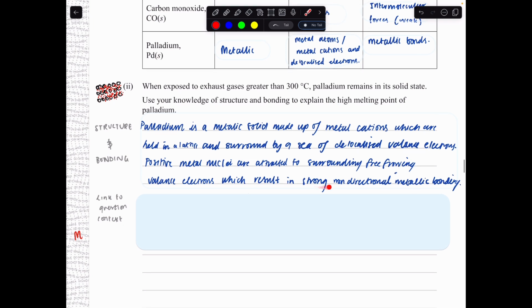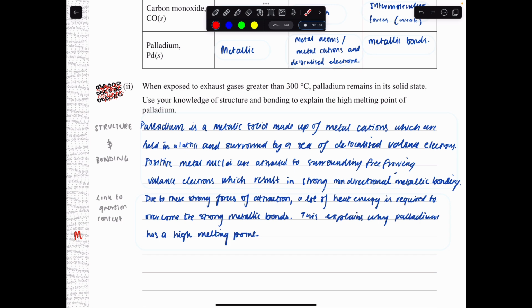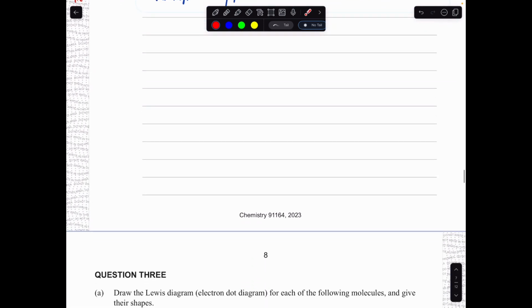So because of the strong non-directional metallic bonding, we need to link it to the context now and explain why such a high melting point is needed to melt palladium. Due to these strong forces of attraction, a lot of heat energy is required to overcome the strong metallic bonds. This explains why palladium has a high melting point and doesn't melt even at 300 degrees Celsius. That's worth a merit.